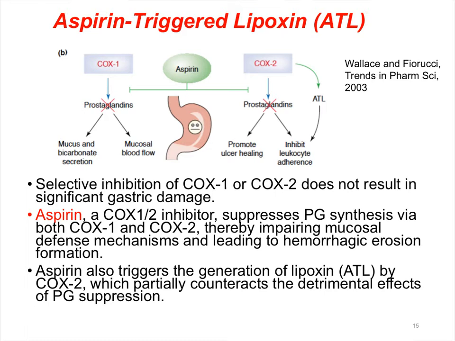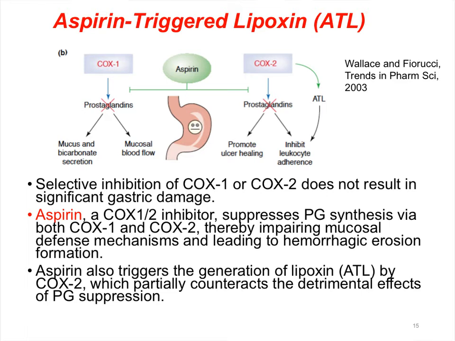Okay, now I'd like to turn to a mechanistic reason why we may be seeing different effects, particularly the adverse gastrointestinal effects, of some of the drugs in the NSAID class. It first became apparent that when you selectively inhibit COX-1 or COX-2, you don't get as much gastric damage. Whereas when you give aspirin, it suppresses prostaglandin synthesis from both COX-1 and COX-2, as shown here, COX-1 here, leading to these beneficial effects, and COX-2 leading to these beneficial effects.